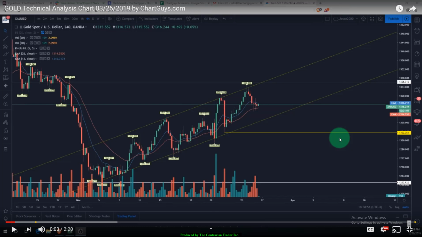But what I like to do is build upon their analysis and take a look at the weekly and the monthly charts to get that higher level view perspective of where gold has been and where it might be going.